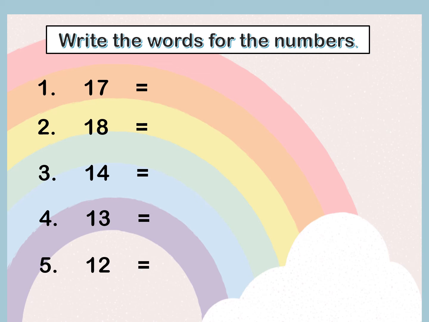Okay, so let's review. Number 1, 17. Number 2, 18. Number 3, 14. Number 4, 13. Number 5, 12. Alright, so I'm going to show you the right answers on how to spell these numbers. Ready, kids? Try to double check. Do you have a pen and pencil and paper with you? Good. Did you get it right?